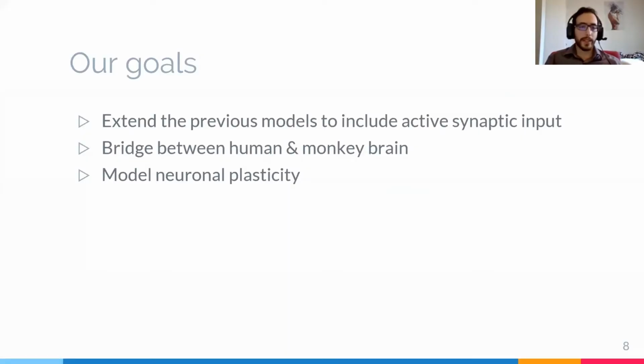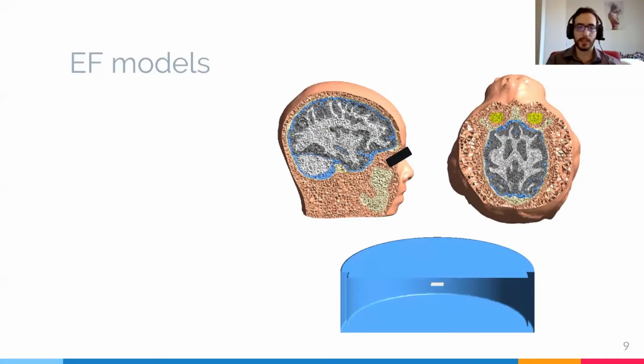So in the rest of my presentation, here are some of our goals: to extend previous models to include active synaptic input and bridge the gap between human and monkey brain, because there have been a lot of experimental studies in monkey brain, and multi-scale modeling is a great way to translate what we know in the monkey brain to humans. And I'm going to talk a little bit about how to model plasticity in neurons as well.